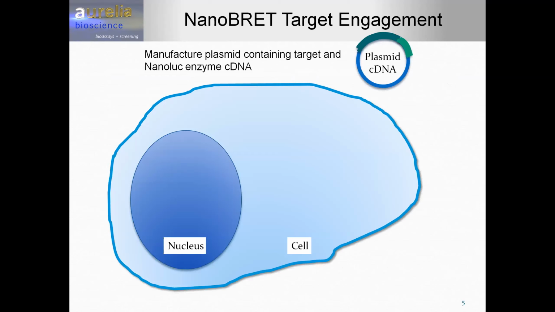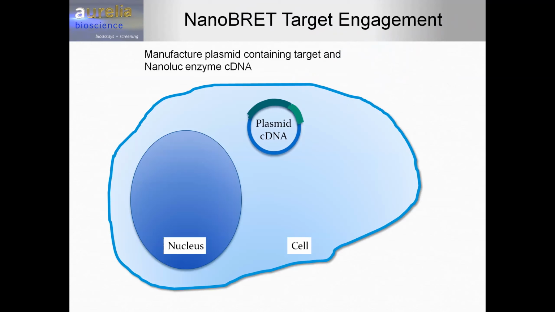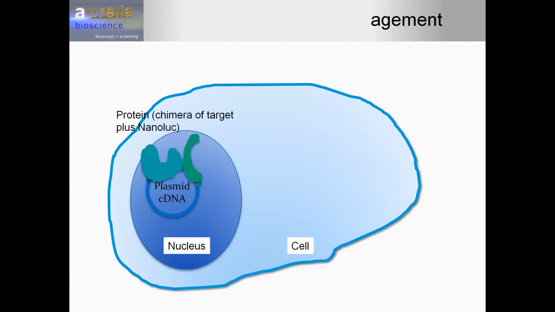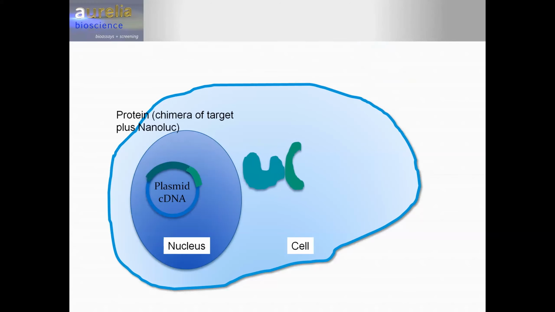So this is an animation here. So basically, you take your kinase of interest and put it into a plasmid, which is shown in the dark green, together with the nanoluc enzyme that I had mentioned earlier on, the cDNA, and you transfect that into your cells. Leave them overnight. So in this case, we use HEK293 cells. You transfect them overnight, and then what happens is that as a consequence of that, you end up with a chimeric protein made, which basically is your kinase of interest full length linked to your nanoluc enzyme.